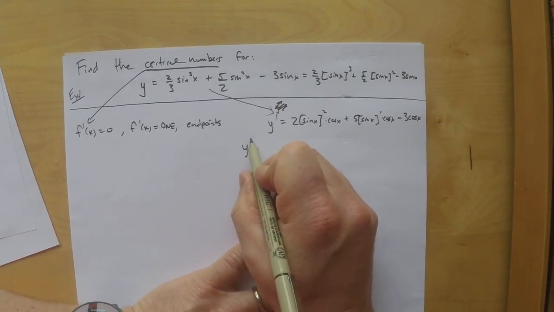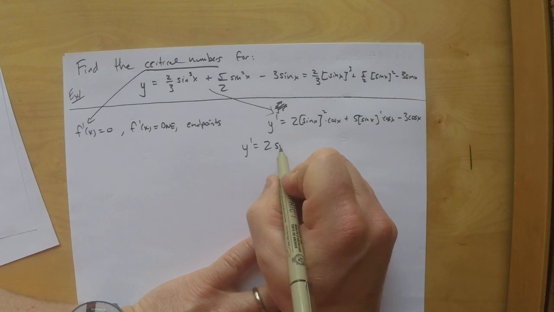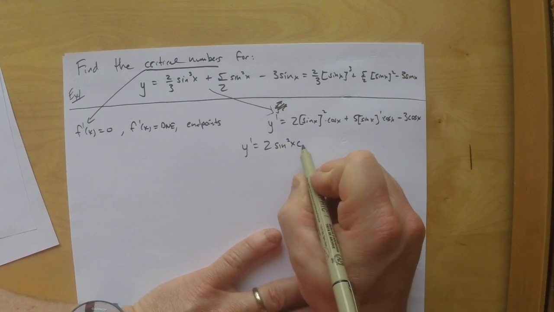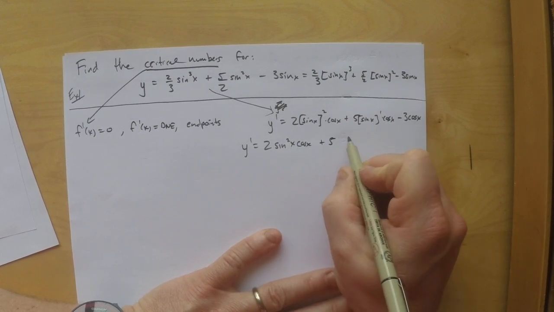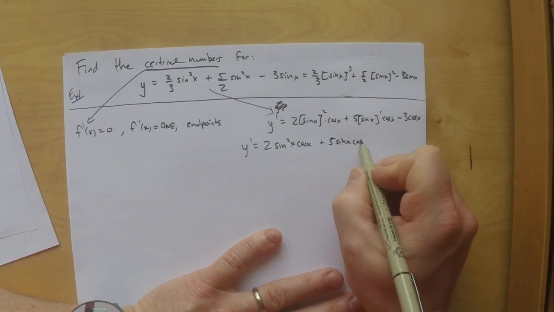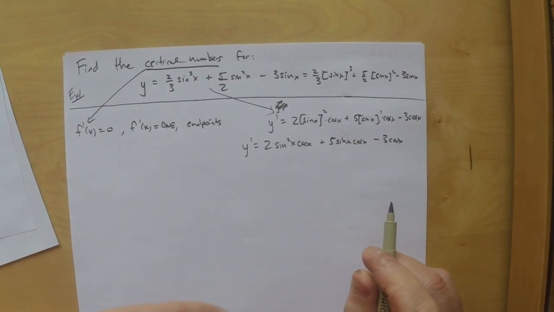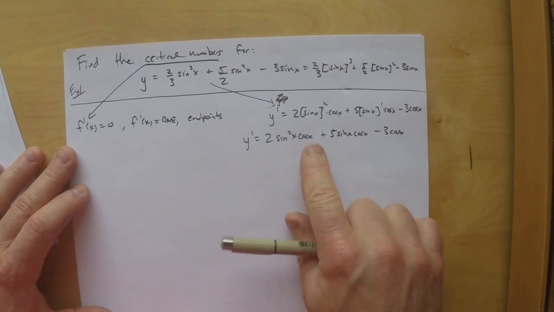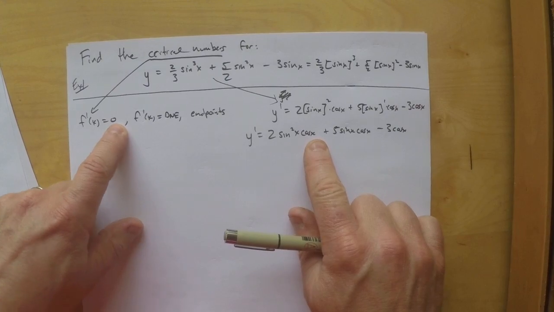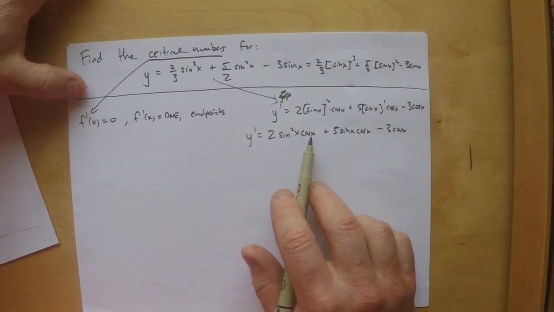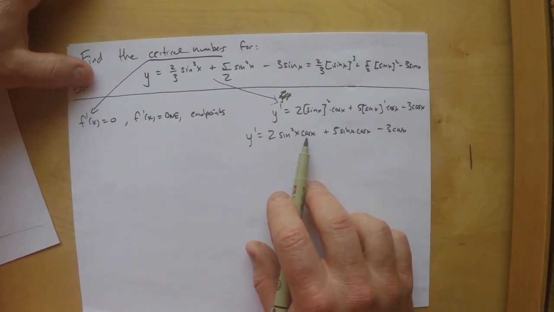Let's make it look better. So this gives me 2 sin squared x cos x plus 5 sin x cos x minus 3 cos x. So that's practice of old skills. This is also old skills. Now the 2 meet. I now need to figure out where this equals 0.